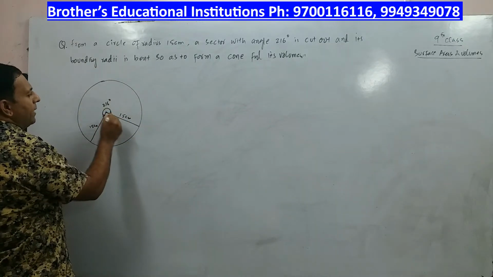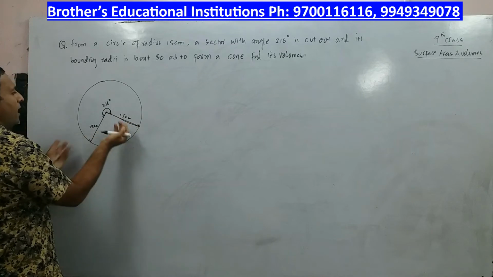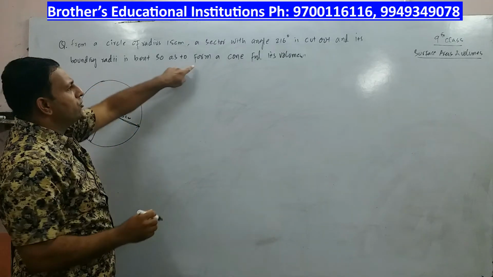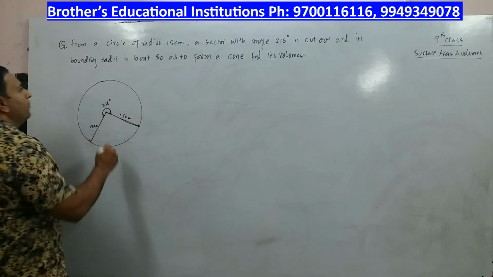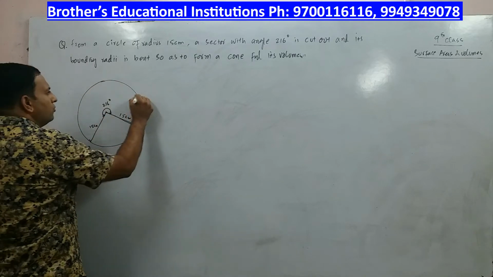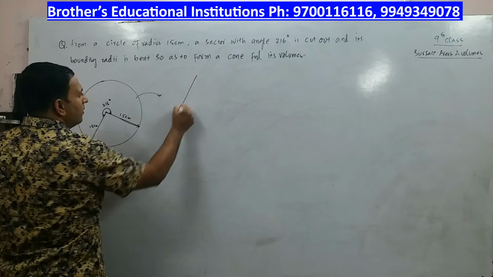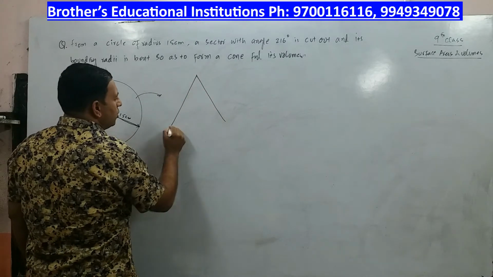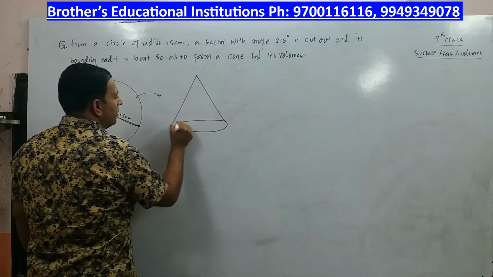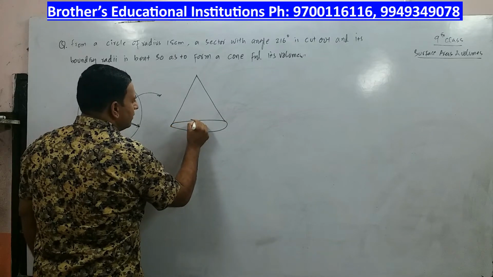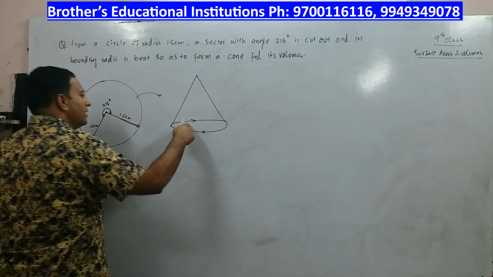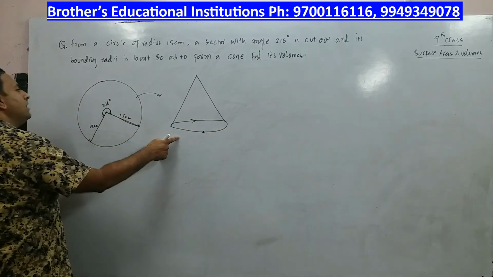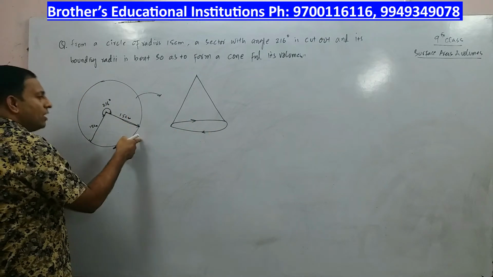These binding radii, I am going to take and fold this so as to form a, when you fold, what will happen? Imagine it will be a cone. Alright. So, once you fold this, it will become a cone. And this is the circumference of the cone. The circumference of the cone is equal to what? The length of the sector.